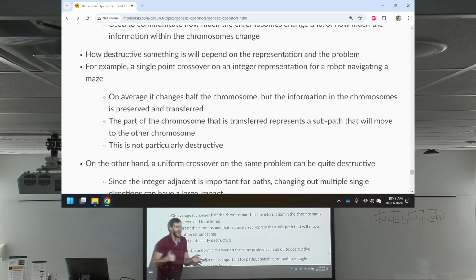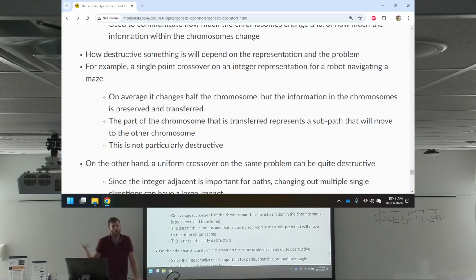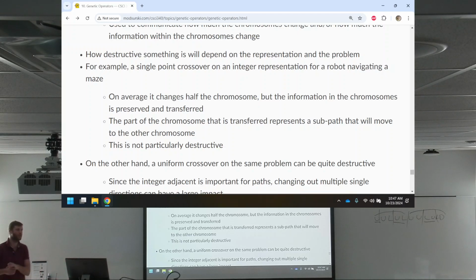No. It would be less destructive on this particular problem with this particular representation. It always depends. So I cannot give you a general rule because there isn't one. It always depends on what you're doing, what the problem is, how you've encoded it. People will use these words as absolute, destructive, non-destructive. You should not ever do that.